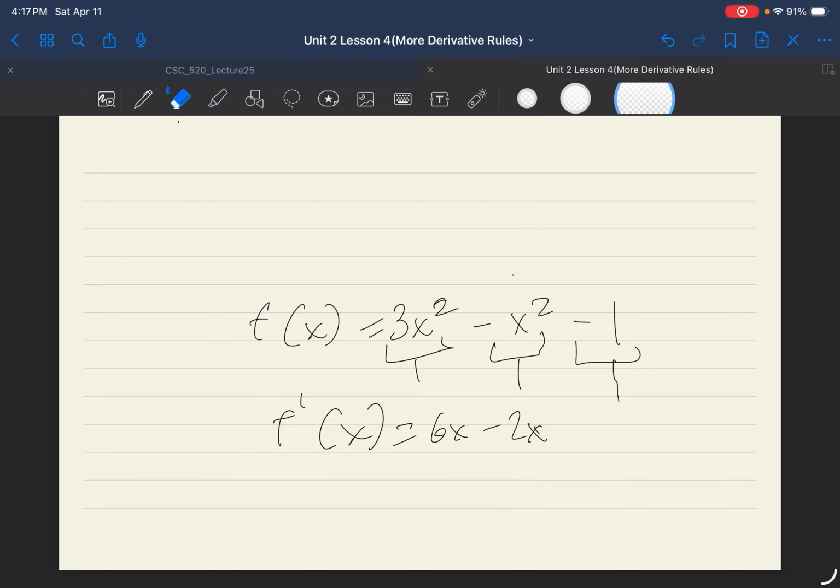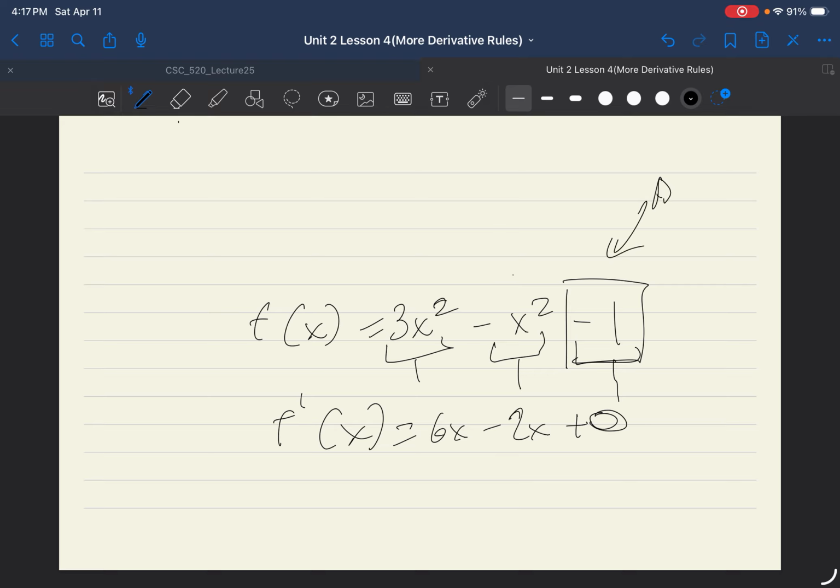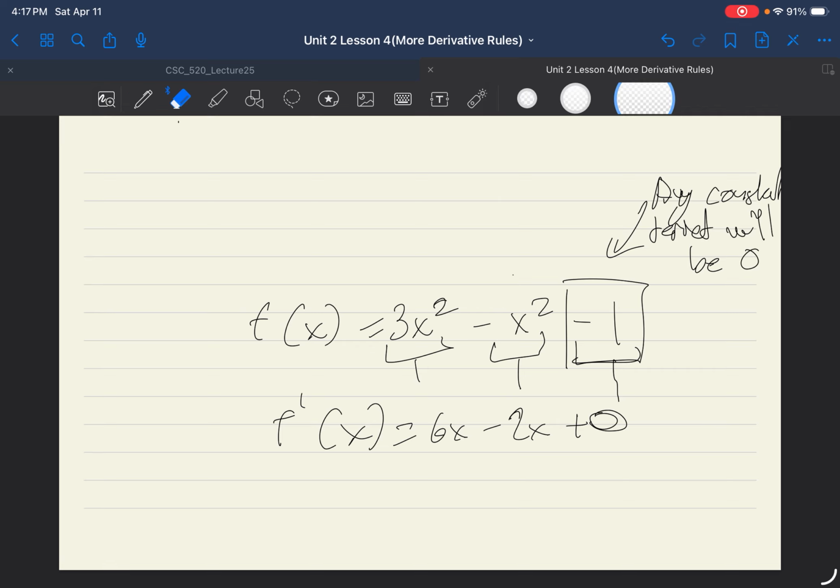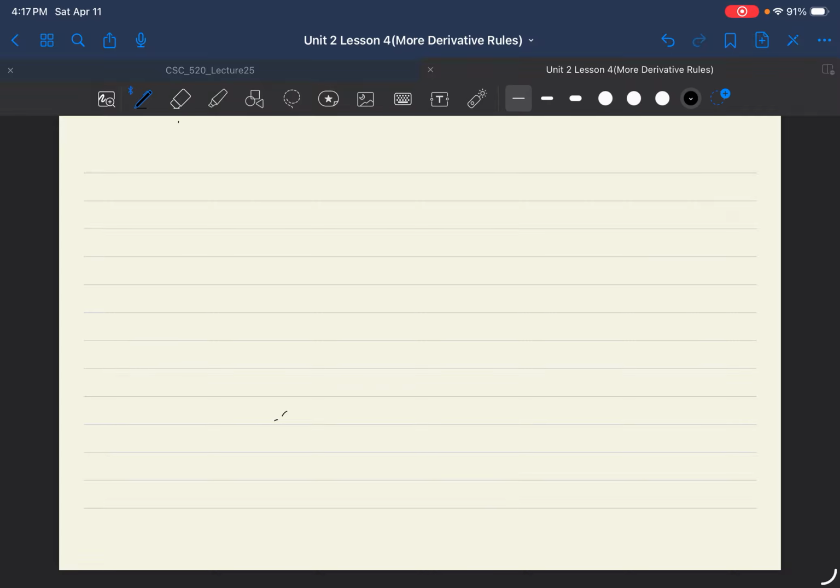Excuse me. Yeah, no, my bad. There it is. Remember, any constant, always 0. Any constant derived will always go to 0. Alright, so that's basically what that is. Those are what they call the sum and difference rules.